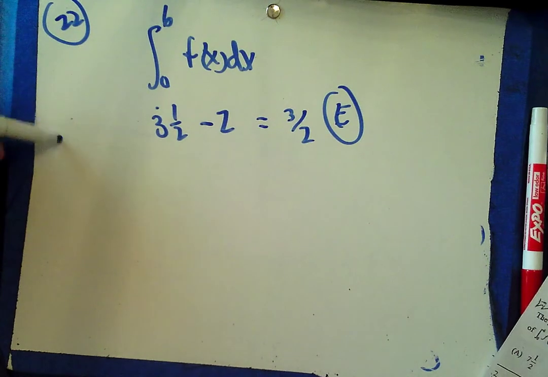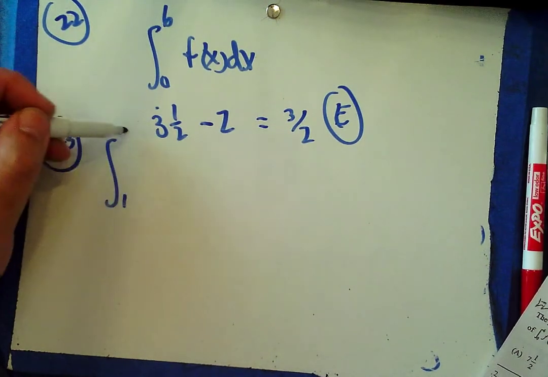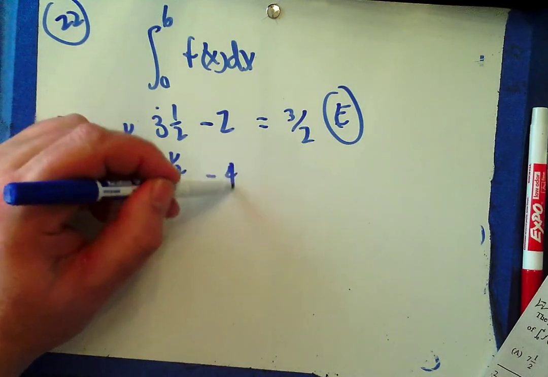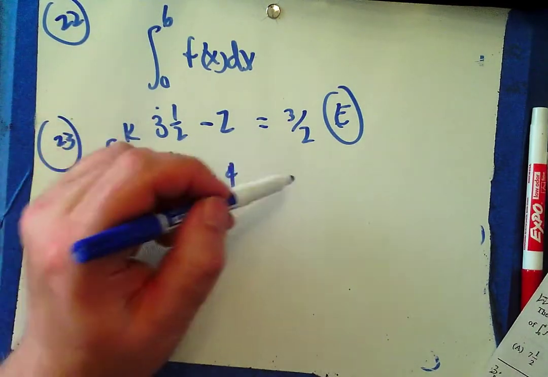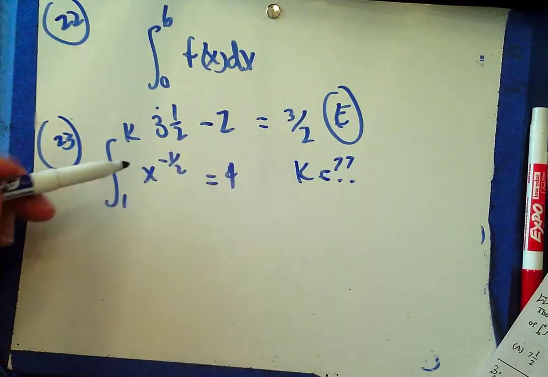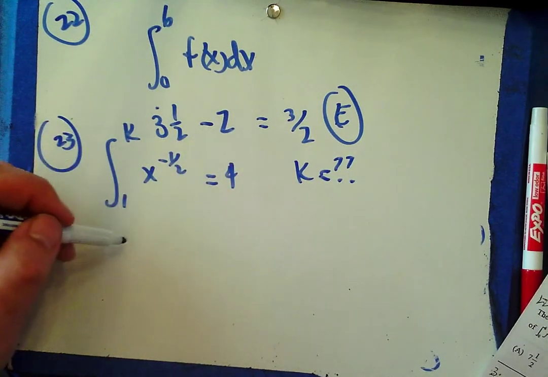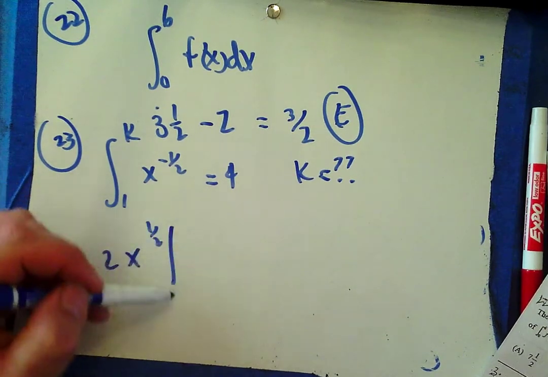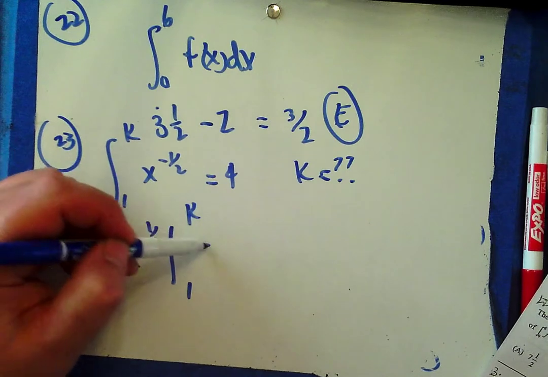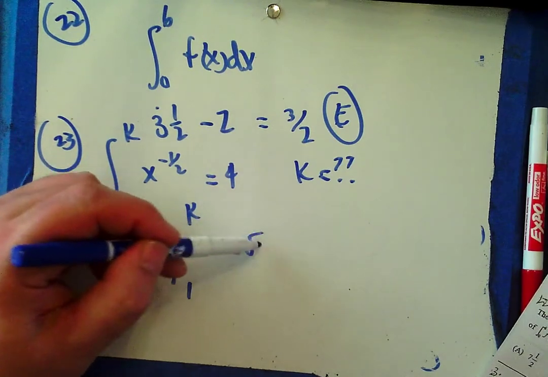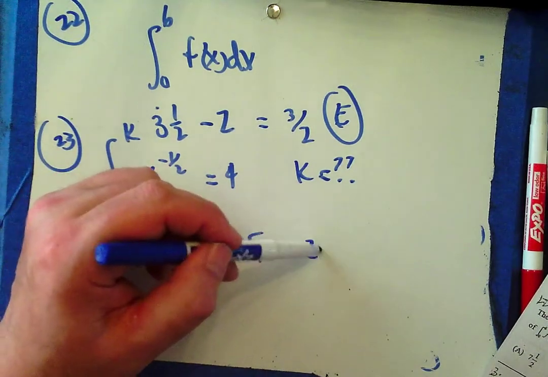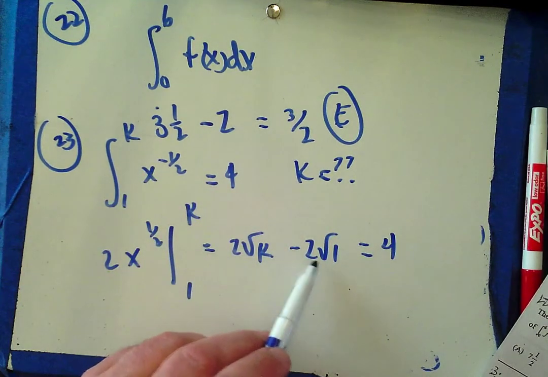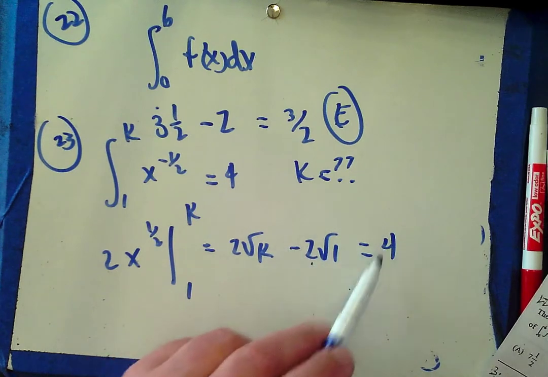All right, number 23, the integral from 1 to k of x to the minus 1/2 equals 4. Then k equals what number? Well, let's do this antiderivative. This is going to be 2x to the 1/2 from 1 to k. And that's going to be 2 square root of k minus 2 square root of 1 equals 4. Well, the square root of 1 is 1, times 2 is 2. I add 2 to both sides.